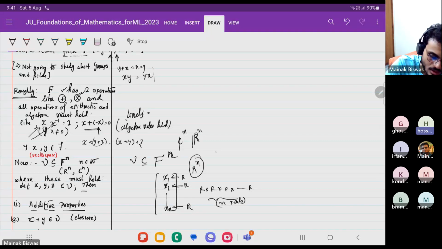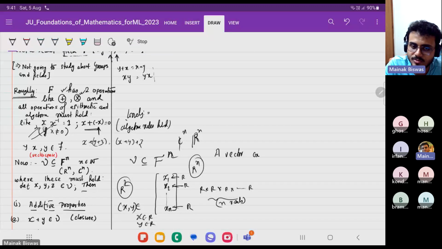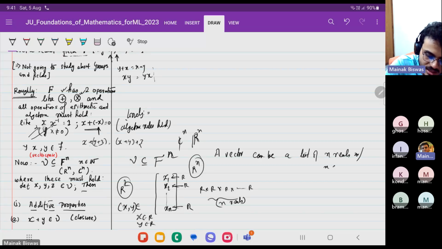Can you repeat the last few seconds? A vector consists of... you know what a Cartesian product is, right? So R squared is (x, y) such that x belongs to R and y belongs to R. So here you will have n numbers, x1 through xn. All of them belong to R, or all of them belong to C. Agreed? So a vector can be a list of n real numbers or n complex numbers. Understood? We are only going to do n finite.